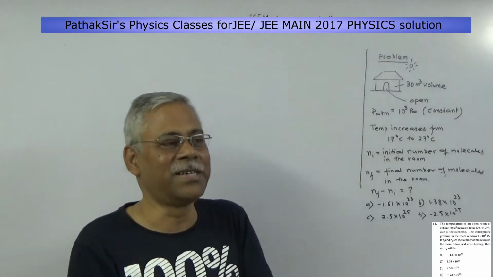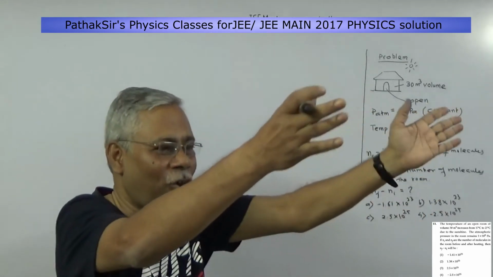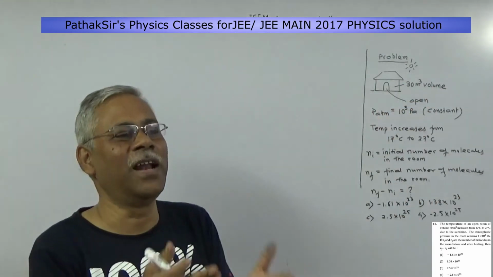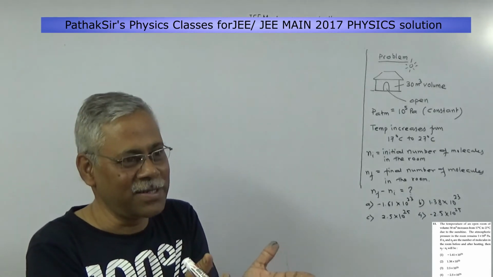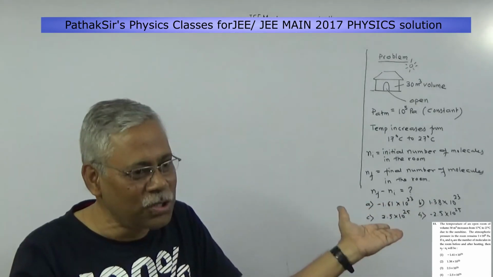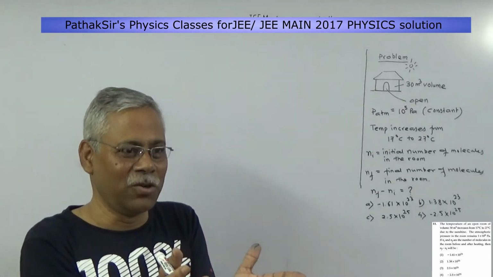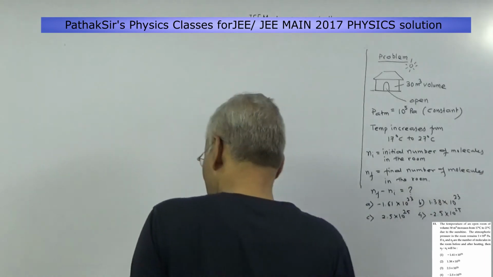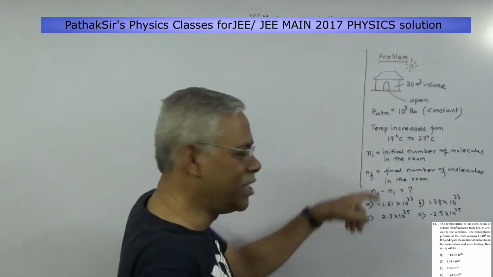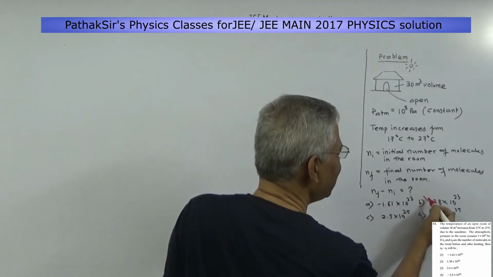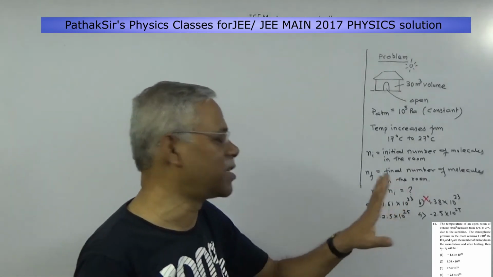Less than initial. Just burn a heater in this room, air will become hot, doors are all open, air will go out, so the final number of molecules is obviously less. Air has gone out, mass has gone out, the final number of molecules is obviously less than the initial number of molecules. So you can easily cancel two options. Since final is less than initial, you can easily discard B and C. Now one of these two options is correct.